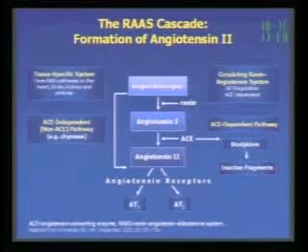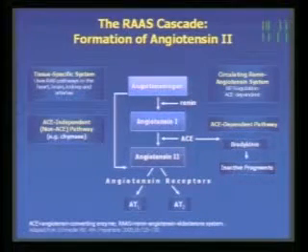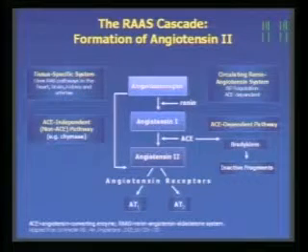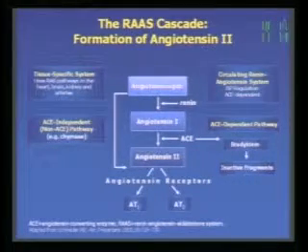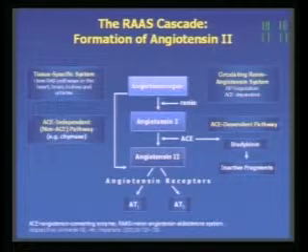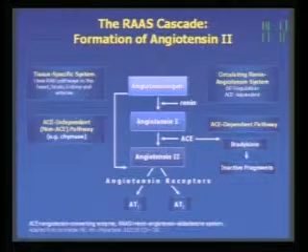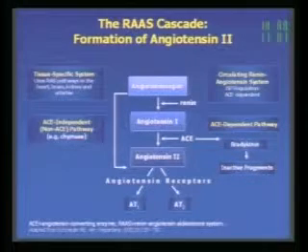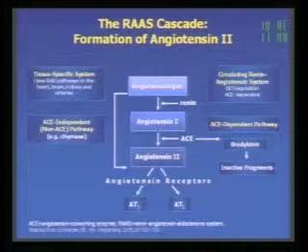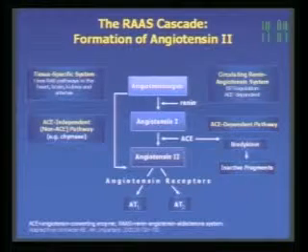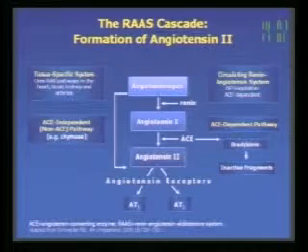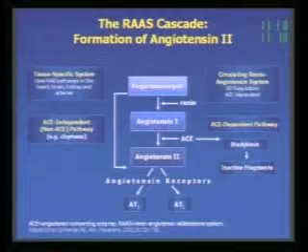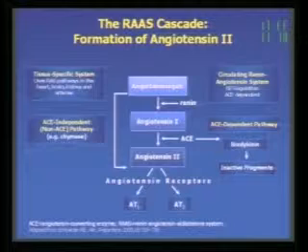Now, to know this system very simply, we can say that angiotensinogen is converted to angiotensin 1 by renin, that is the predominant pathway. And angiotensin 1 is converted to angiotensin 2 by an enzyme called ACE, that is the predominant pathway. And this angiotensin 2 is the active product which works on two receptors primarily, called AT1 and AT2.